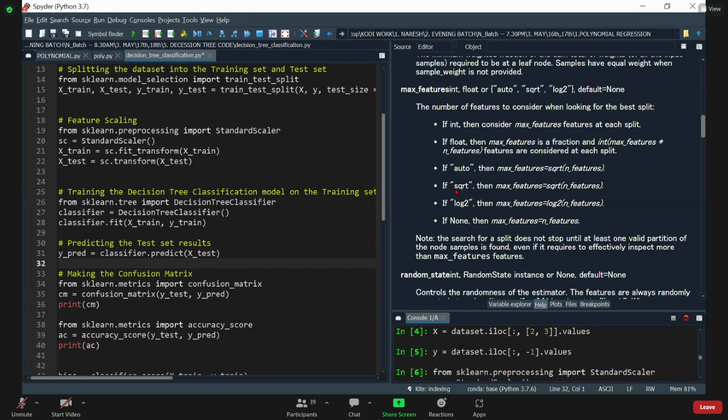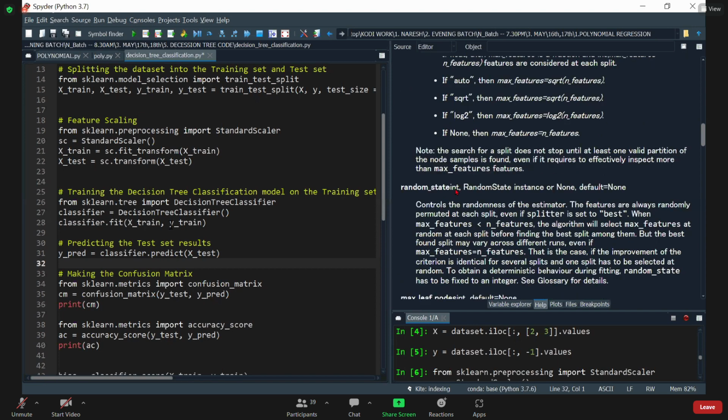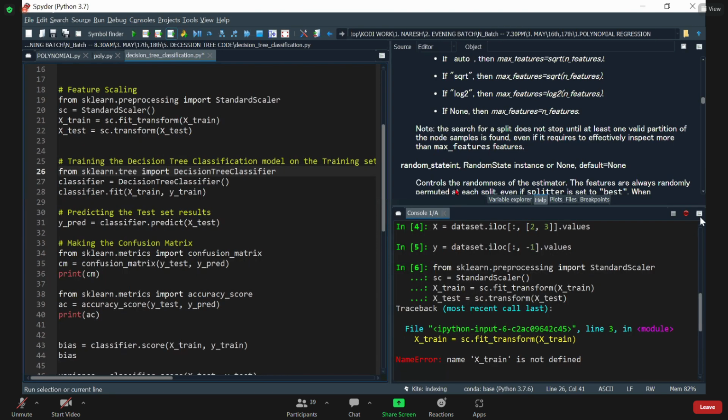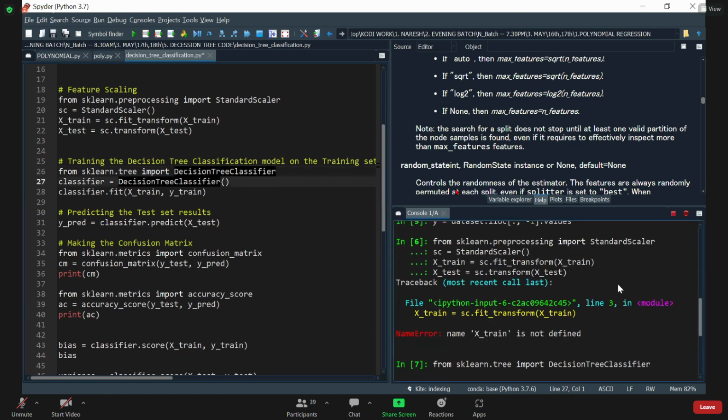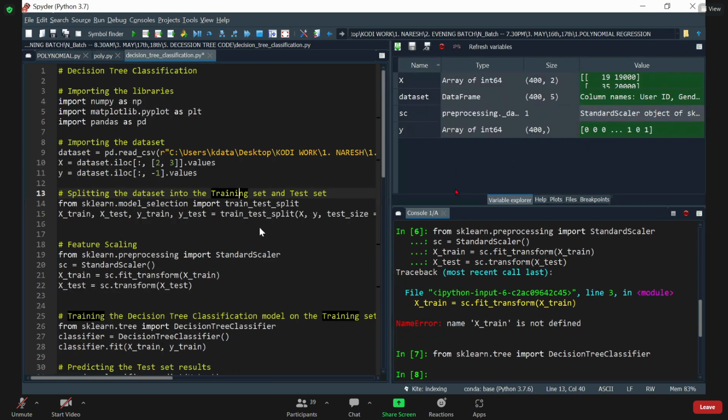So what exactly are we going to do now? Let's do a default tune. Okay. I didn't split the data. So let's go ahead, my bad. So let's restart the kernel. One moment.